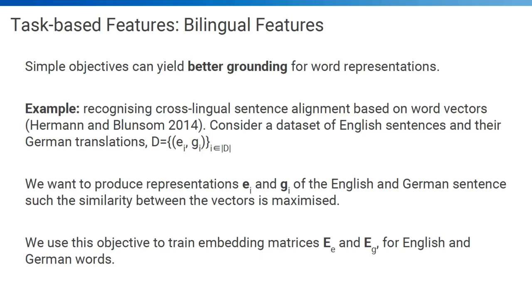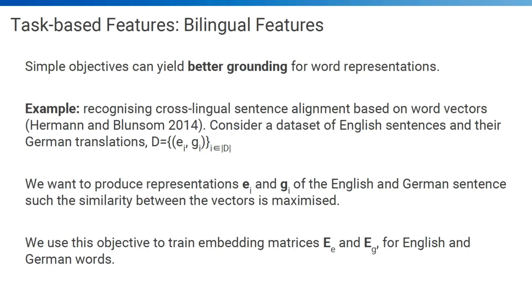So another approach, and this is the final approach we're discussing in this lecture, another approach to learning fairly general word representations in a task-specific setting is to form an objective where the objective reflects something linguistically general. One example of a fairly simple objective that does this is a paper by Hermann and Blunsom in 2014, where the task is recognizing whether or not two sentences, one in German and one in English, express the same meaning. So whether or not they're aligned in a corpus or not. We're not talking about word-specific alignment. We're just saying whether or not these two sentences are roughly a translation of one another.